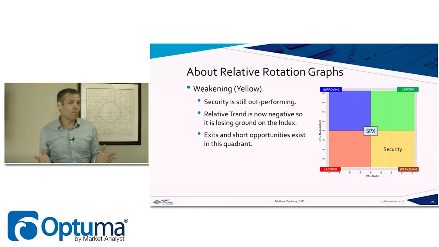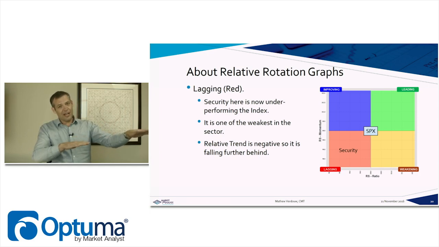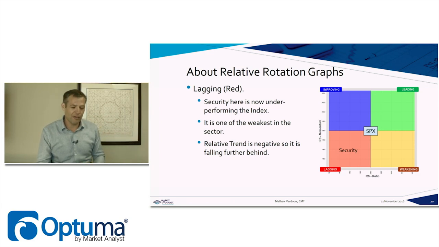So on a historical basis, it actually is still outperforming the index, but it's not quite as strong. It's not pulling away anymore, and that index is starting to catch up. As we keep going round, we have the lagging quadrant. Now, as you can start to imagine, here is where the index is out in front, the security is falling behind and getting further and further behind. And so again, the car's being left behind on the track, on the highway there.